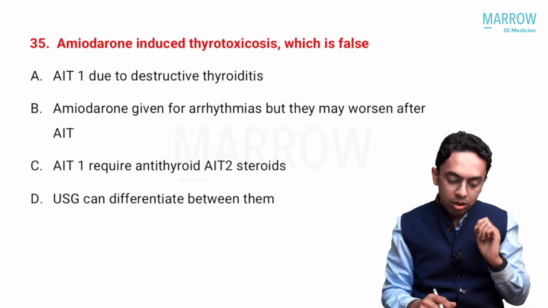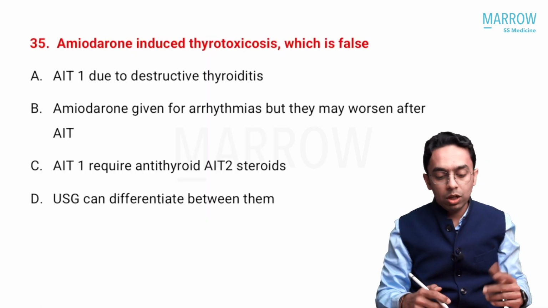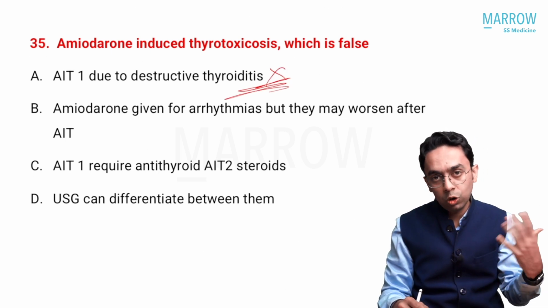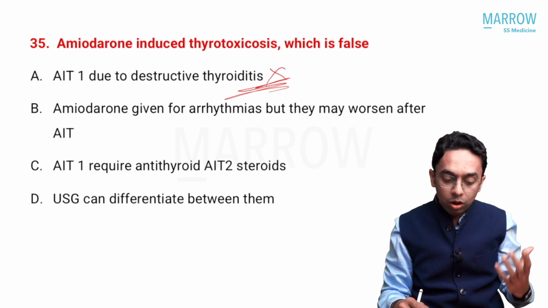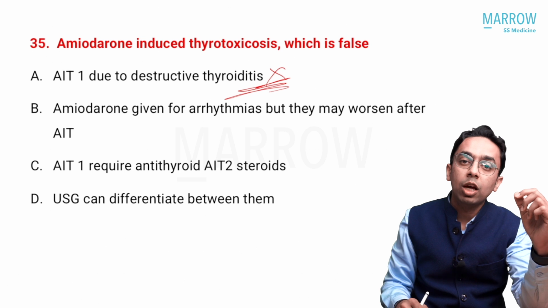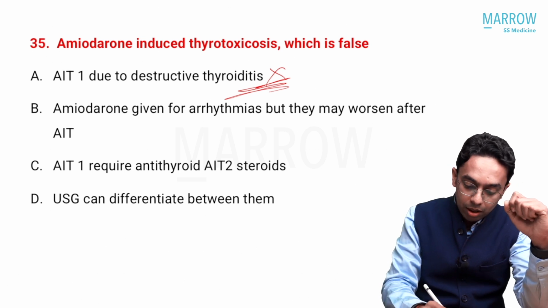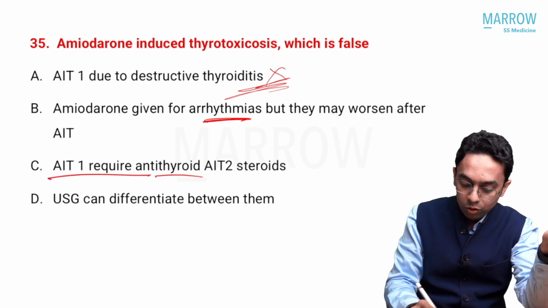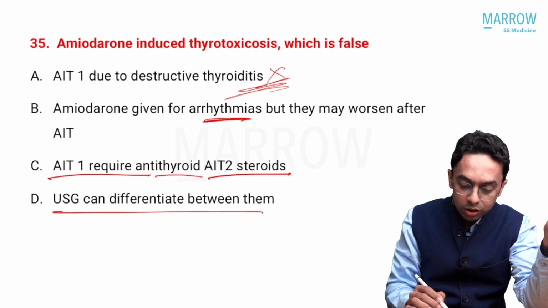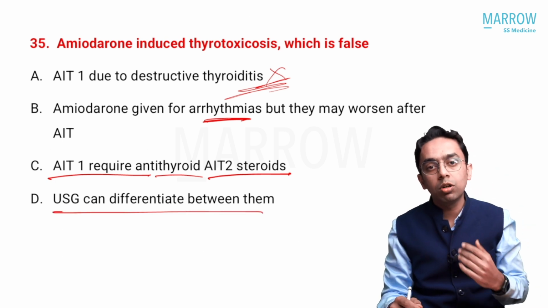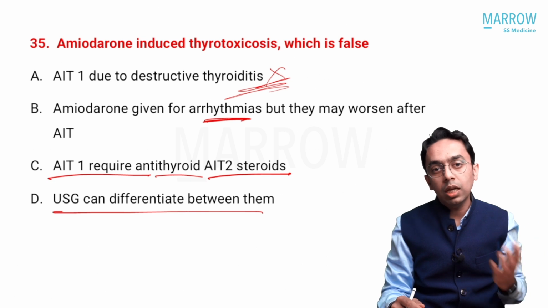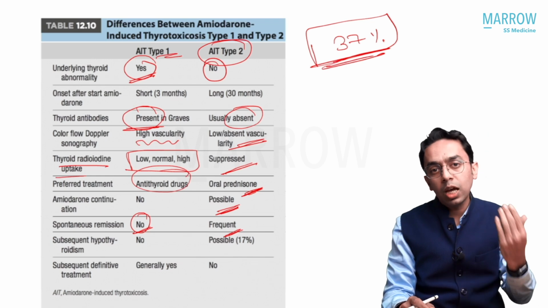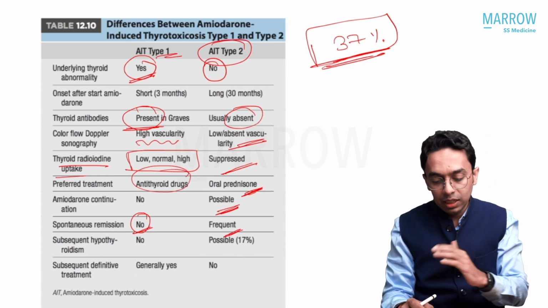Okay, coming back to our question. AIT1 is due to destructive thyroiditis. Absolutely, this is wrong here, because in type 1 autoantibodies are there, and this is not a thyroiditis type. This is type 2 which has the thyroiditis picture. Then second, arrhythmia may worsen if the patient develops AIT. Obviously it can worsen. AIT1 requires antithyroid. Now we know that. AIT2 requires steroid. We know that. Can USG differentiate? Yes, color Doppler can differentiate, because in type 1 the gland would be hyperfunctioning and will have a higher flow. The color Doppler will show increased vascularity, but in type 2 it's a thyroiditis type, so vascularity would be decreased.